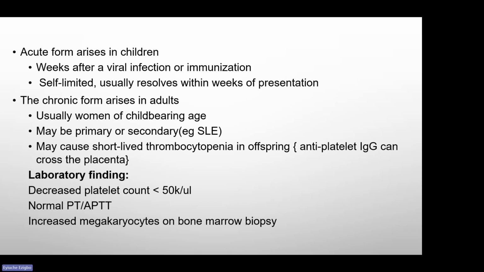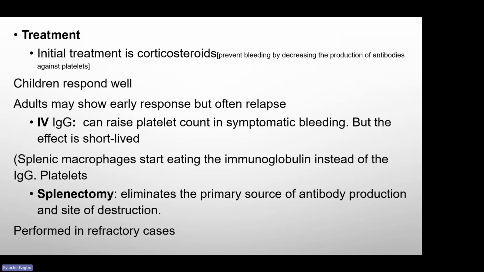Increased megakaryocytes on bone marrow biopsy because of the platelets being consumed. You expect that the body's feedback mechanism will trigger the bone marrow to produce more platelets since the number in circulation is below normal. So the suggested treatments include initial treatment with corticosteroids, which will prevent bleeding by decreasing the production of antibodies against platelets. Children may respond well. Adults may show early response but often relapse. They can also be given IVIG, which can raise platelet count in symptomatic bleeding, but the effect is short-lived.